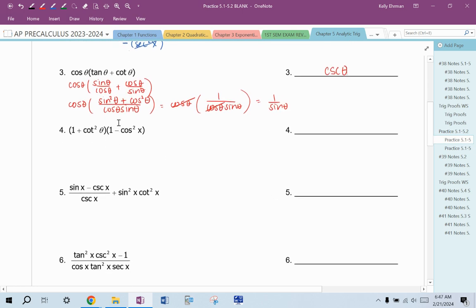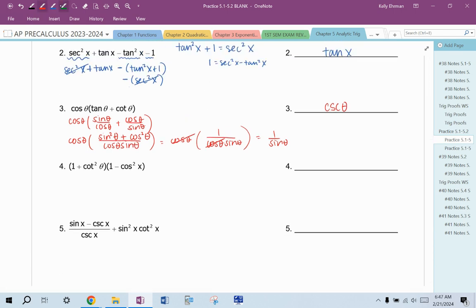Okay, 1 plus cotangent squared, 1 minus cosine squared. Those are not conjugates. They're not going to multiply together nicely. And remember, the general rule is to look for Pythagorean identities first. So let's go back up to this one. If you know tangent squared plus 1 equals secant squared, you should know cotangent squared theta for this one plus 1 is equal to cosecant squared. Remember, the trick to remembering that can just be to put cos in front of those. Okay, so 1 plus cotangent squared is the same as cotangent squared plus 1. So this is cosecant squared theta.